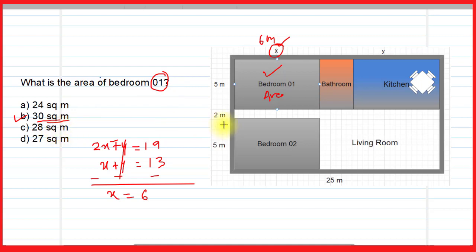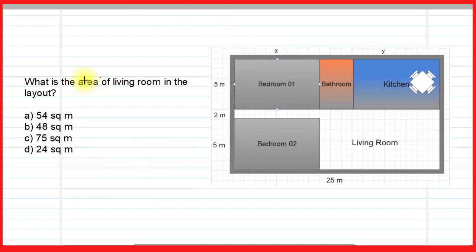Here they may ask what is the total area of bedroom 1 and bedroom 2. So both are of equal dimensions. So this will be 30 square meter, this will be 30 square meter, and total it will be 60 square meter. Now move to the next question.